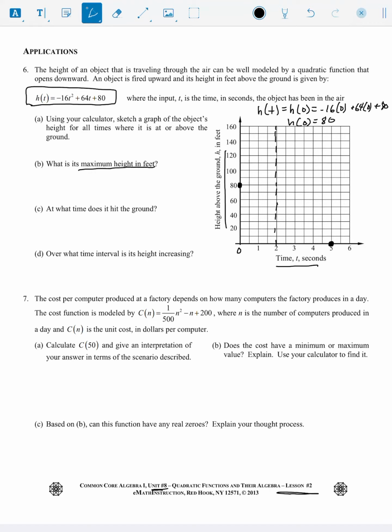Well, being that it occurred along the line x equals 2, I know I can now substitute a value of 2 for all my x's, and in this case, t's, because we're looking at the x-axis being labeled as time. So the height of the object after 2 seconds of flight is equal to, and now I'll write my function and substitute in the value of 2 for every t that I see.